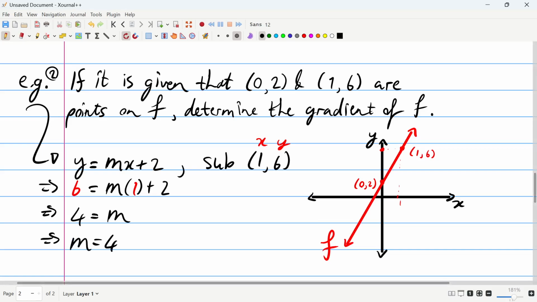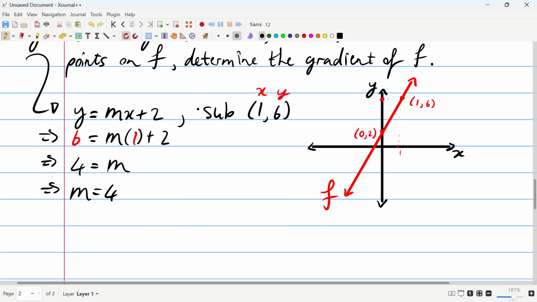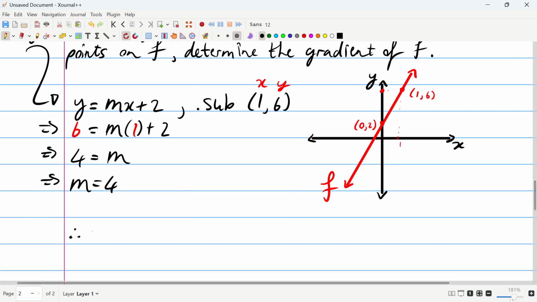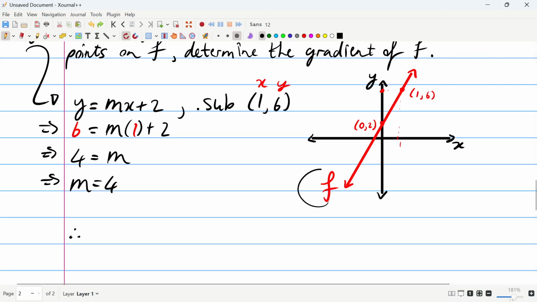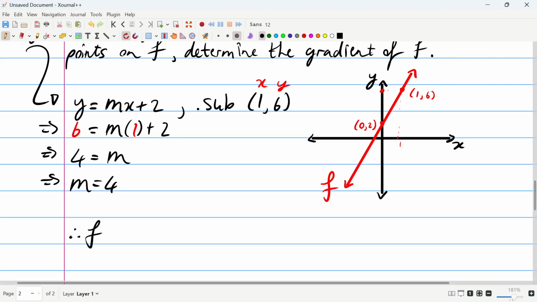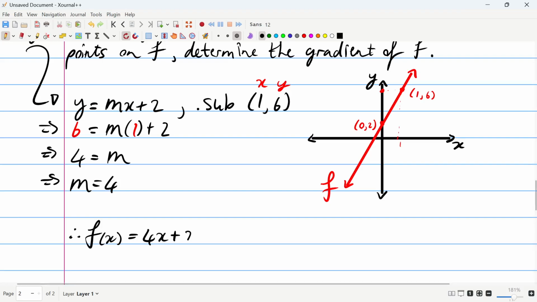I just like it when the m is on the other side. I don't like it when variables are on the right side. It looks weird. So there we go. We therefore found our final gradient. So therefore our equation, remember it's in the form of f, so which means we need to find f of x is equal to 4x plus 2. So don't forget about that part.